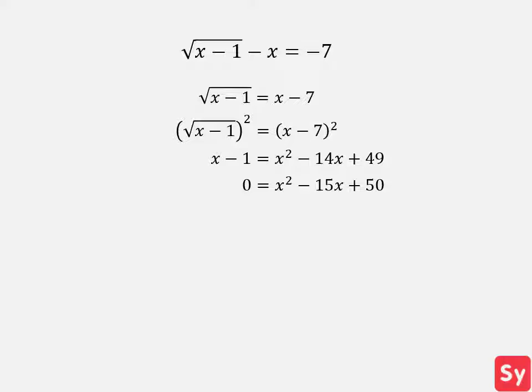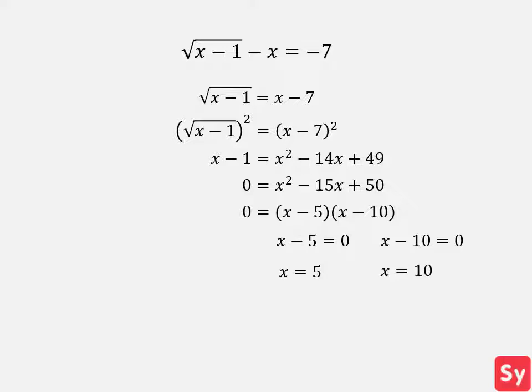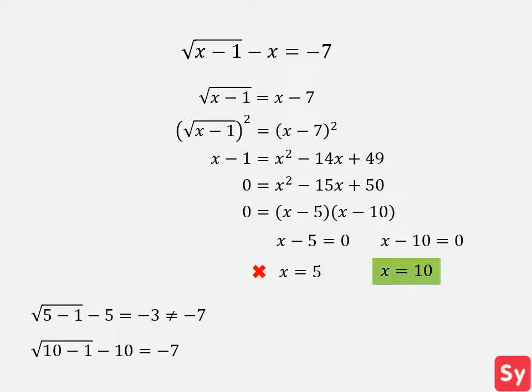Now that we have a quadratic, we can factor it and get 0 equals x minus 5 times x minus 10. We split this into two equations to solve for x. Now we solve for x and get x equals 5 and x equals 10. We now check these values by plugging them into the equation. We plug 5 in for x first and see that it equals negative 3 and not negative 7, so this is not an answer. Now we plug 10 in for x, and this equals negative 7. So, x equals 10 is our answer.